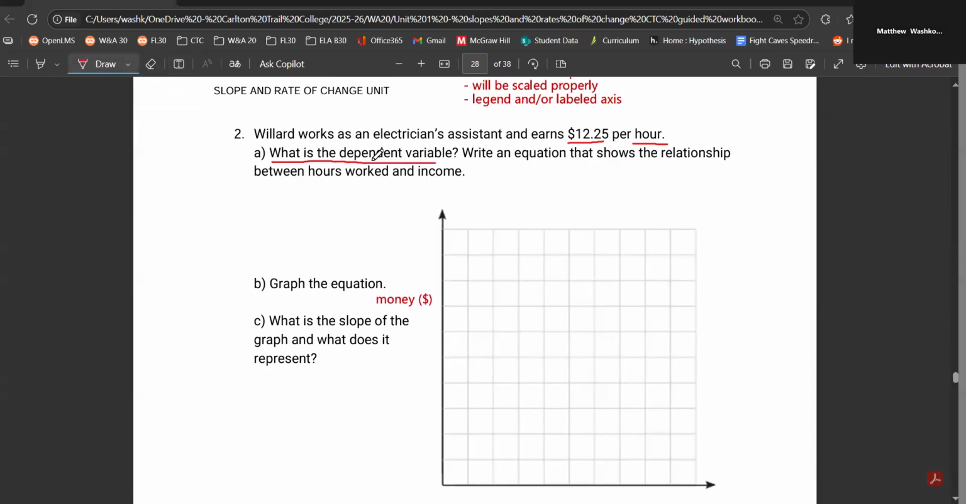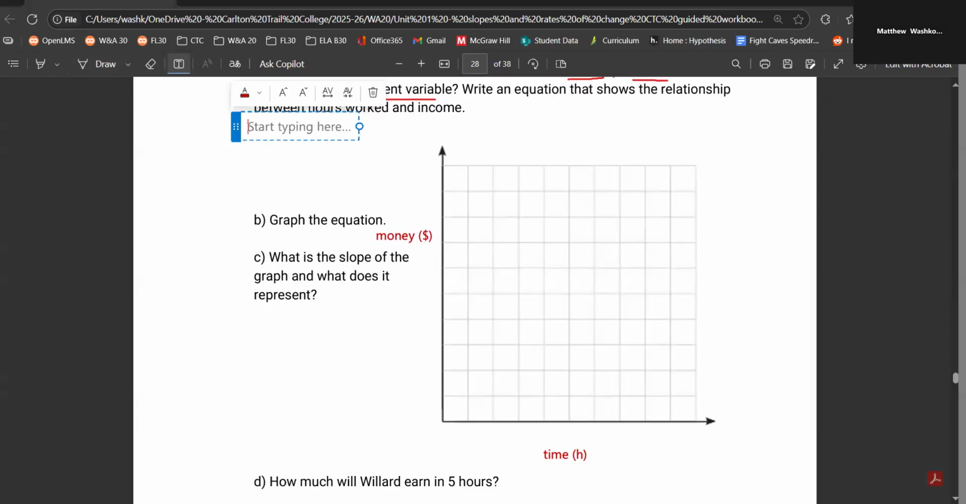So that's the first one. What's the dependent variable? What's the independent variable? Now I'll write an equation that shows the relationship between the hours worked and income. That sounds more complicated than it is, right? It shows a relationship between hours worked and income. Well, your income is your salary, how much money you make, times your hours, right?